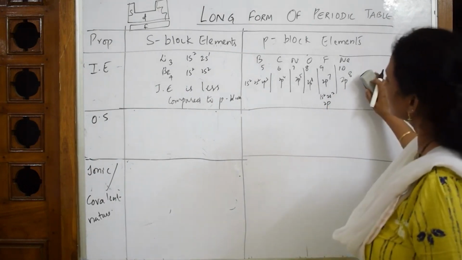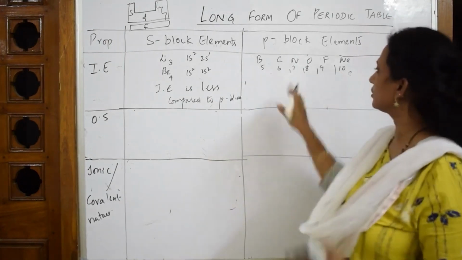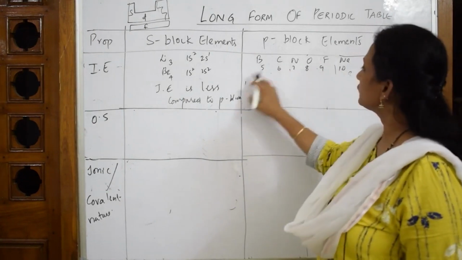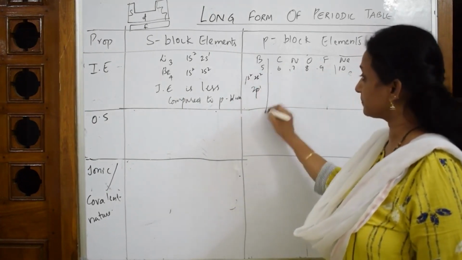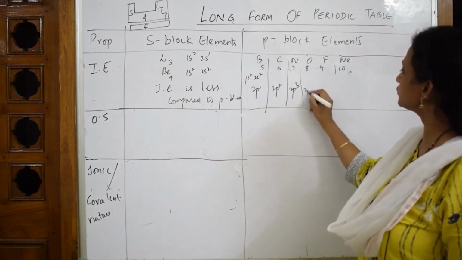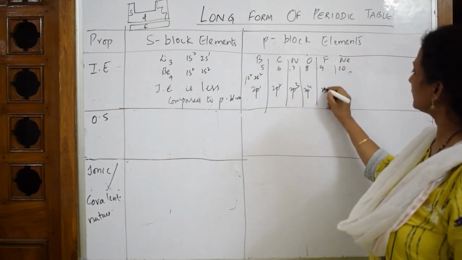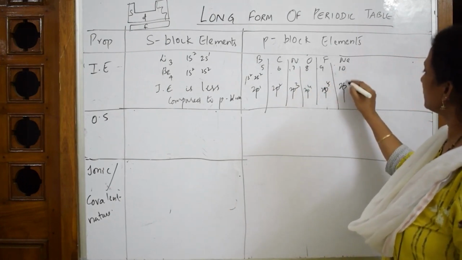I started wrong here, so let me come back and do it. It's a mistake. So if it is 5, it is 1s2 2s2 2p1. This is 2p1, this is 2p2, this is 2p3, this is 2p4, this is 2p5, this is 2p6, isn't it? Done.